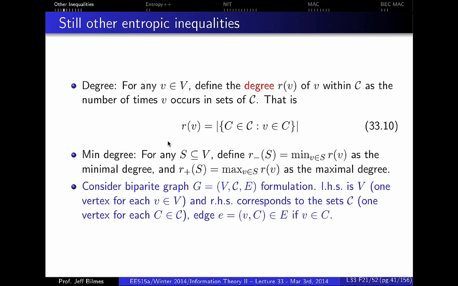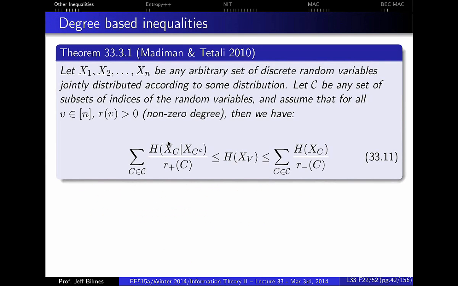So we've got this bipartite graph, which is V, C, and E. E are the set of edges. This is just defining what that bipartite graph is. With this sort of formalism, we can actually come up with a very interesting set of inequalities associated with the entropy functions.